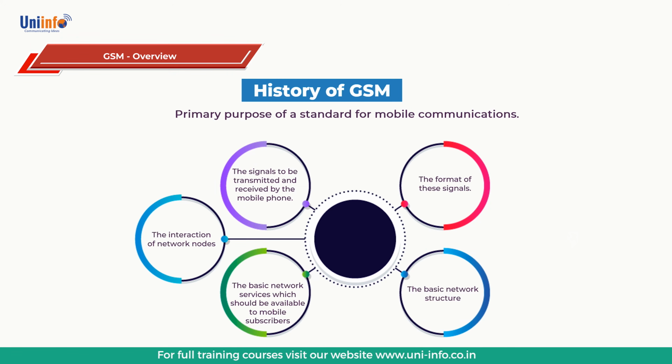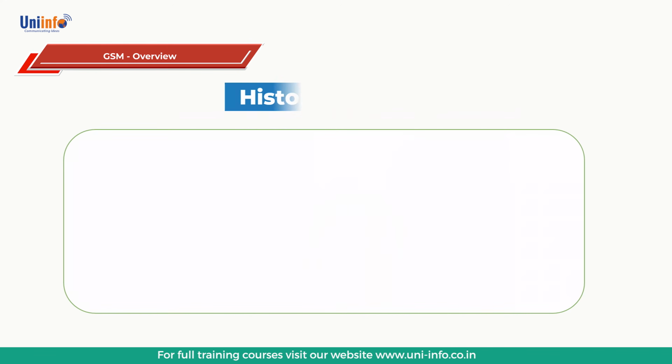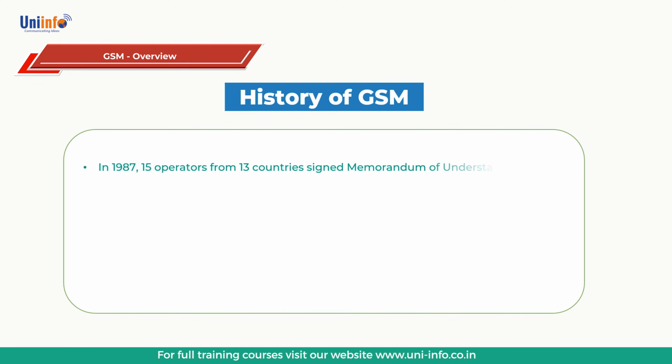The major milestones in the development of GSM communication systems were, first, in 1987, 15 operators from 13 countries signed a memorandum of understanding. Time division multiple access is chosen as the access method with frequency division multiple access. The initial memorandum of understanding is signed by telecommunication operators representing 13 countries, previously named as Group Special Mobile.